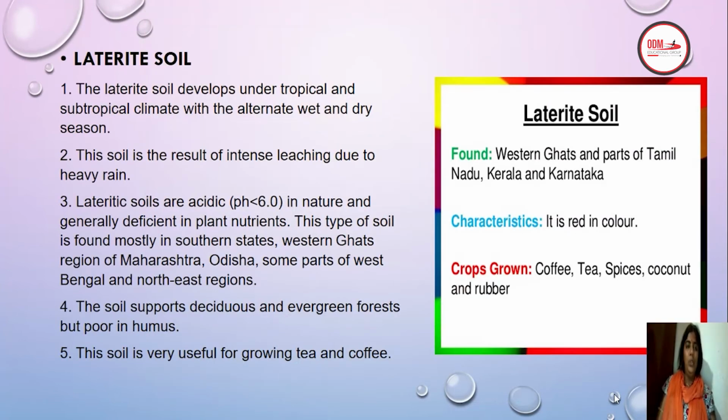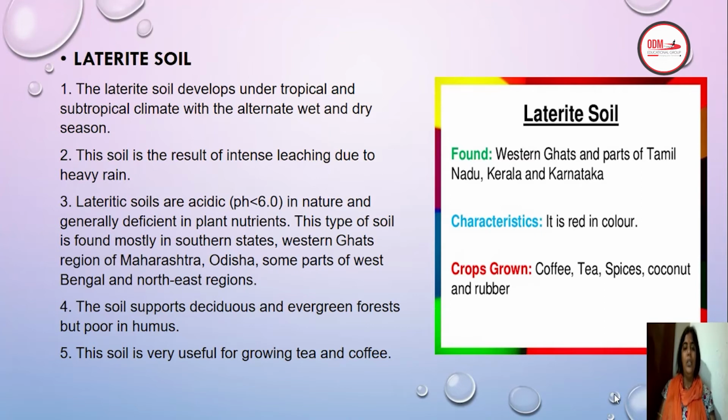Next one is laterite soil. The laterite soil develops under tropical and subtropical climate with alternate wet and dry seasons. This soil is the result of intense leaching due to heavy rain. Lateritic soils are acidic in nature and generally deficient in plant nutrients.